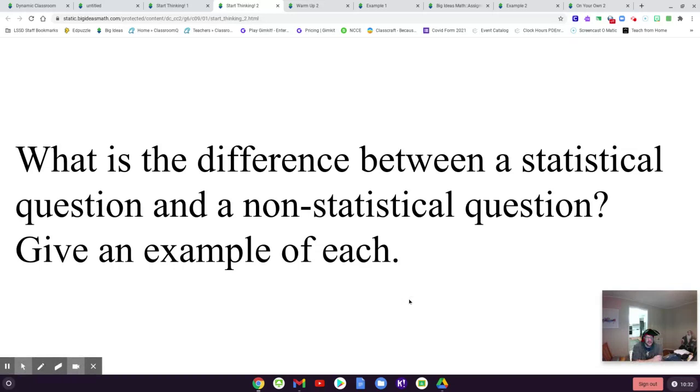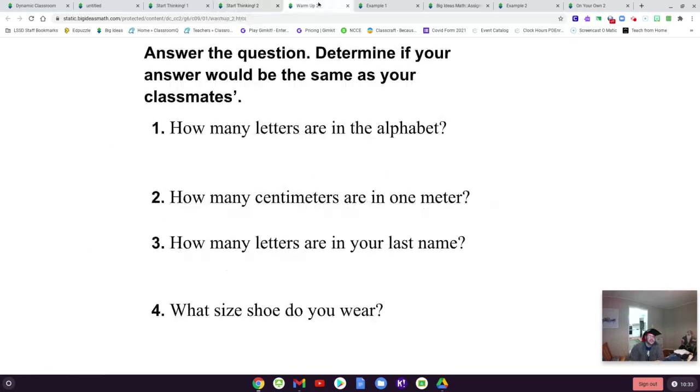Okay, here's start thinking, too. What is the difference between a statistical question and a non-statistical question? Well, I just explained that. I'll do it again. Statistical questions give you a variety of answers. Non-statistical questions do not. So we're going to jump into this first little warm-up here, which is determine if your answer would be the same as your classmates.